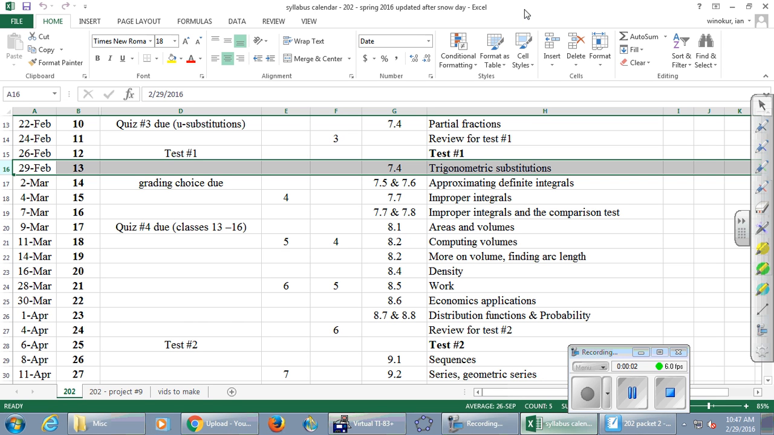Okay, taking our look at the calendar. Today is February 29th, happy leap day.